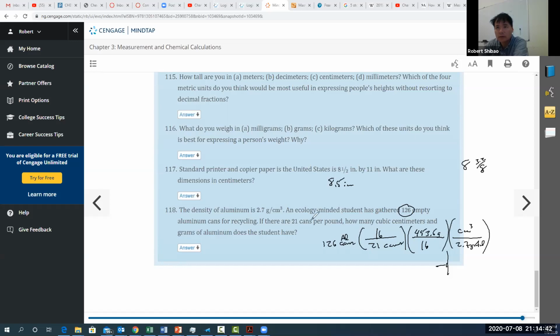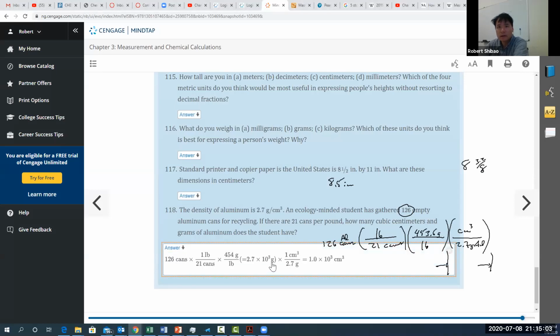what are they asking for? How many cubic centimeters and grams of aluminum? If they're asking for grams of aluminum, we stop here. If they're asking for cubic centimeters of aluminum, we add one more step here. So let's take a look at what they did here. They stopped here, calculated the grams, 2.7 times 10 to the third grams, and then they added one more step to get the cubic centimeters of aluminum.